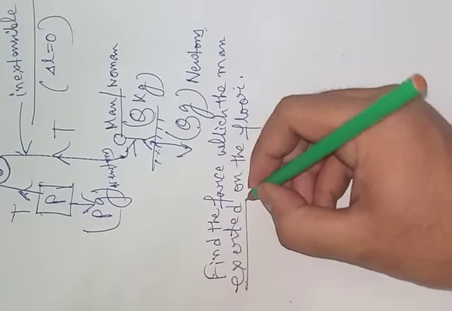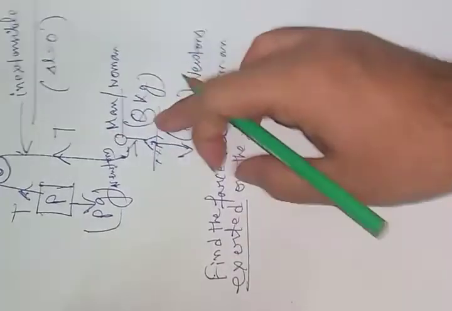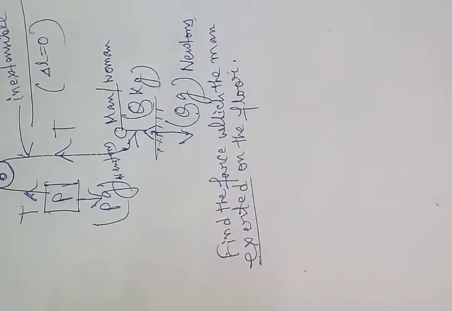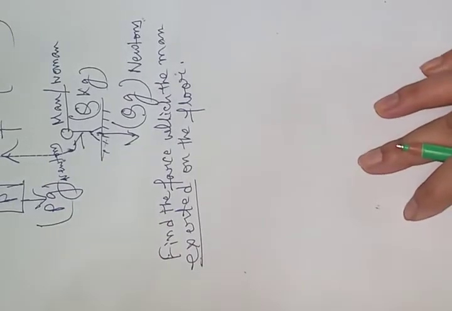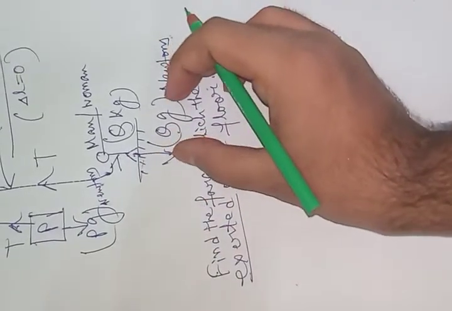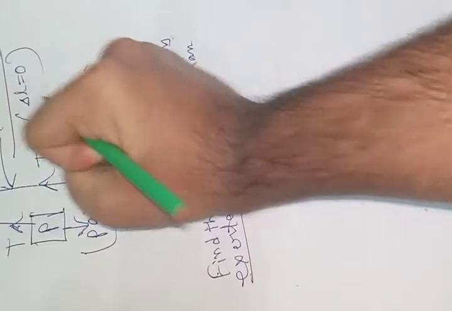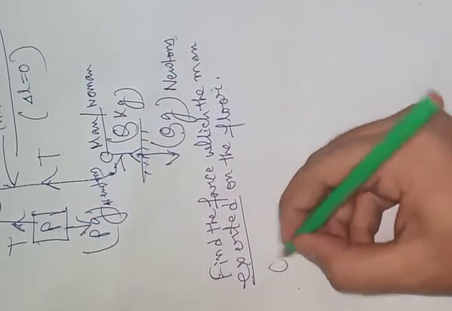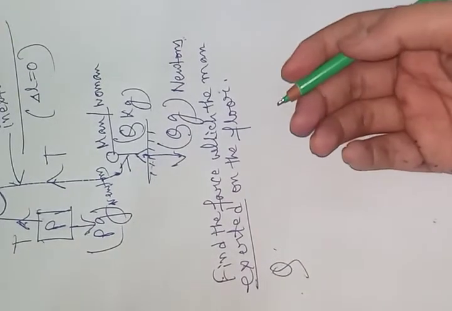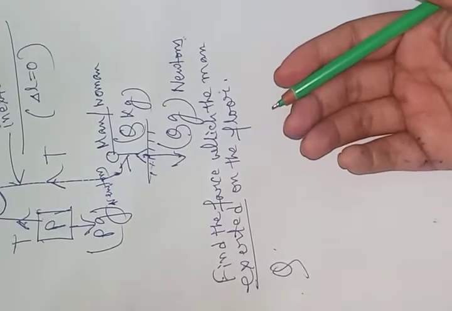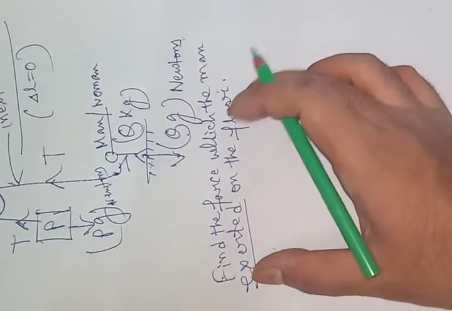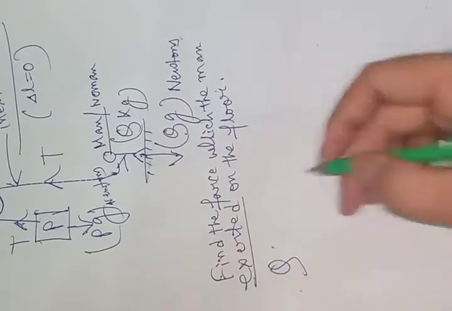What is the force that is exerted by this man on the floor? So let's solve this problem. According to this figure, this force is greater, right? Why? Because he's pulling it downwards. So Q and the tension, we have to calculate the force exerted by this man.